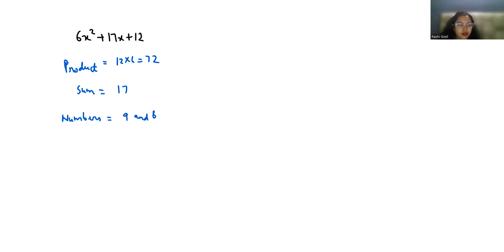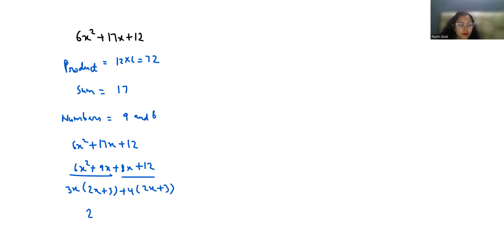So now rewrite 6x squared plus 17x plus 12. Now I can rewrite this middle term as 9x plus 8x, plus 12. Now from the first two terms, if I take 3x as common, we get 2x plus 3. Now from the next two terms, if I take 4 as common, we get 2x plus 3. Now I can take 2x plus 3 as common, so 3x plus 4. So the factored form of 6x squared plus 17x plus 12 is (2x plus 3) times (3x plus 4).